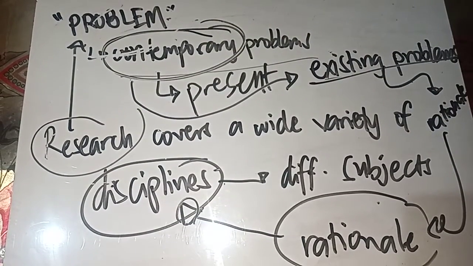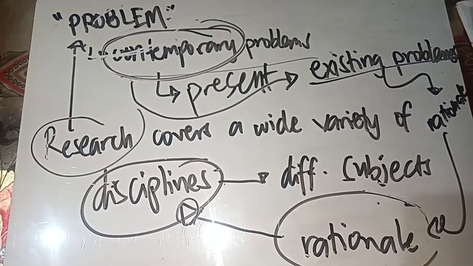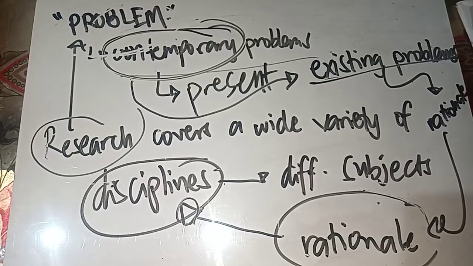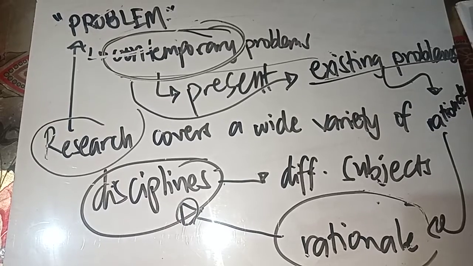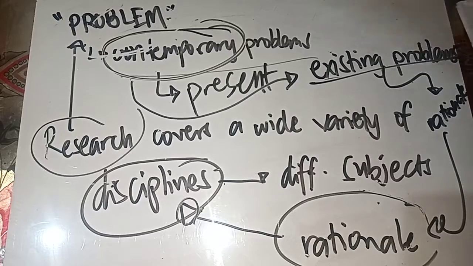Now, since we have these existing problems or the rationale of the different disciplines, how do we come up with such problems? Meaning to say, how are the problems born? Analogical to a baby, how is a baby made? How is a baby born? So, we apply that question to this. How is a problem made? How is a problem born? Where does the rationale come from?